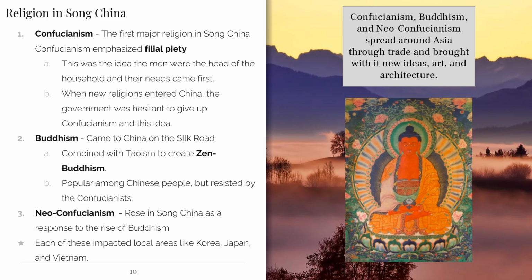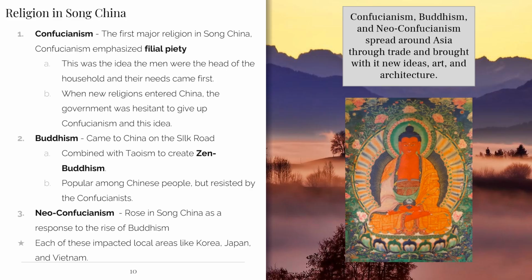They were able to just kind of blend those together. Each of these are going to impact local areas like Korea, Japan, and Vietnam. Another big key aspect for this time period involving East Asia is the tribute system. And that is going to be, again, a major thing that you could see asked on the exam.